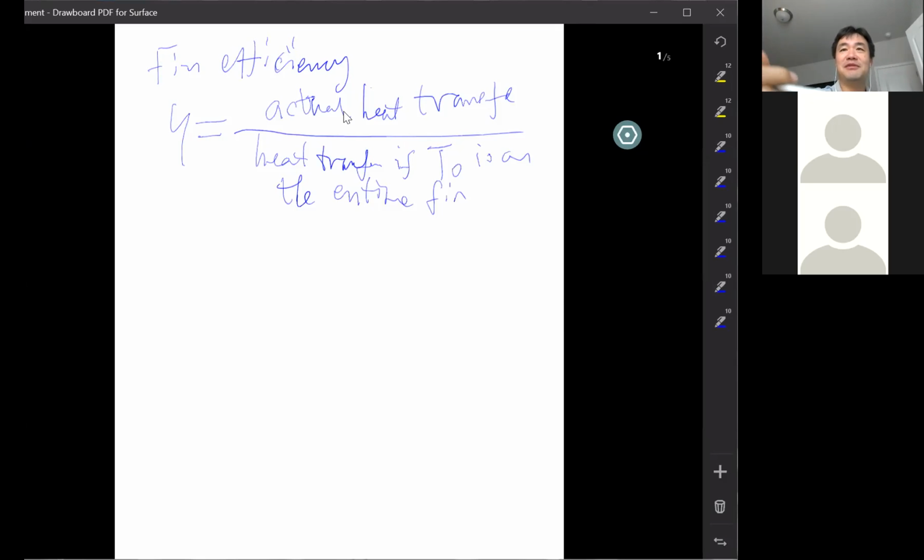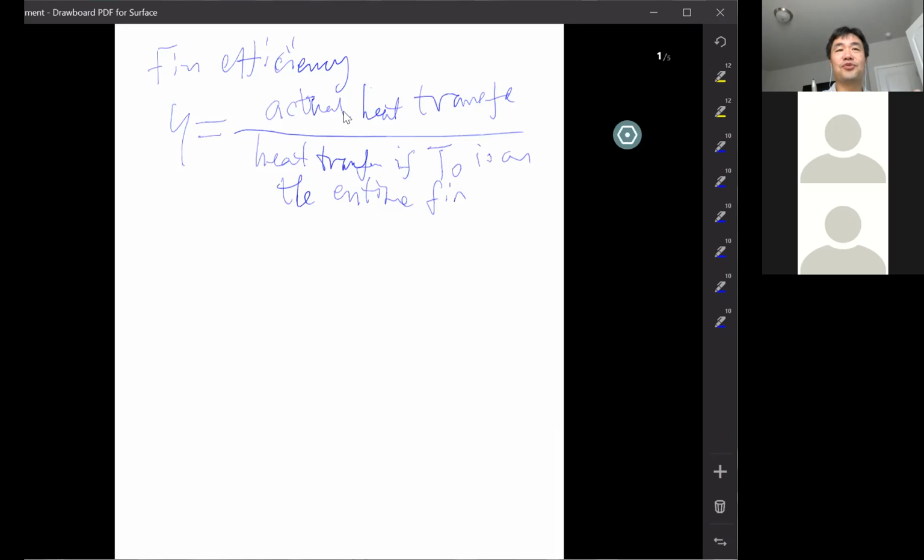Did you see the mechanism for the heat transfer from the fin to the surrounding? Because the fin temperature is higher than the surrounding, that's why you have a heat transfer from the fin to the surrounding. So the higher the temperature on the fin, the more heat is transferred to the surrounding through the side of the fin, right?